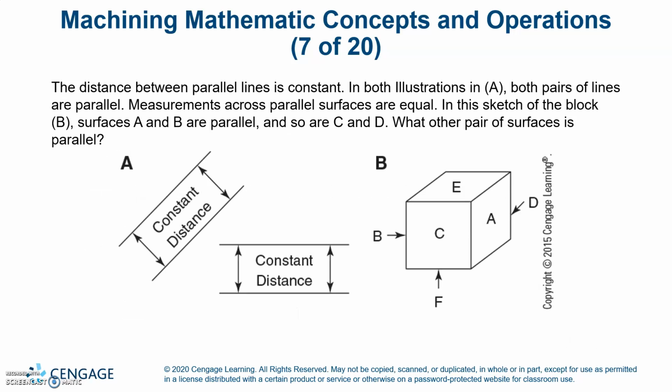The distance between parallel lines is constant. In both illustrations, in A, both pairs of lines are parallel. Measurements across the parallel surfaces are equal. In this sketch of block B, surfaces A and B are parallel, and so are C and D. What other pair of surfaces is parallel?